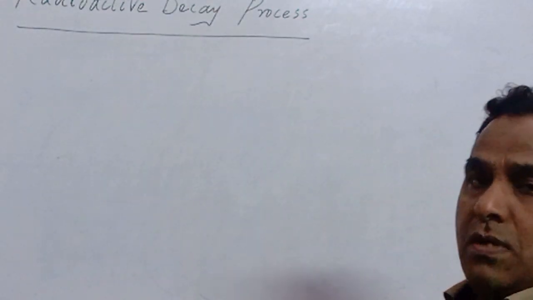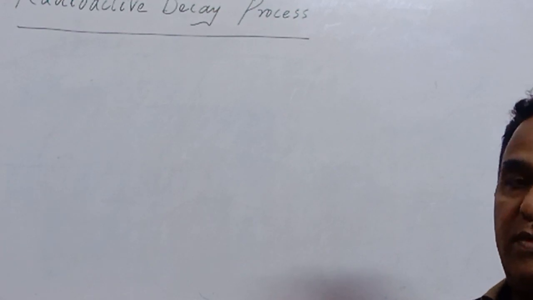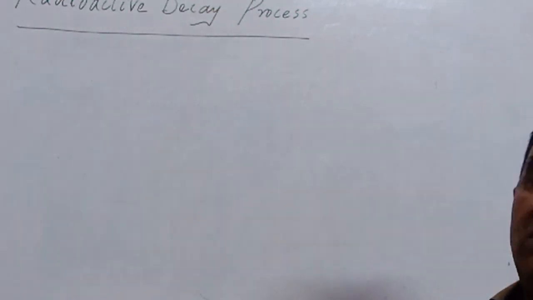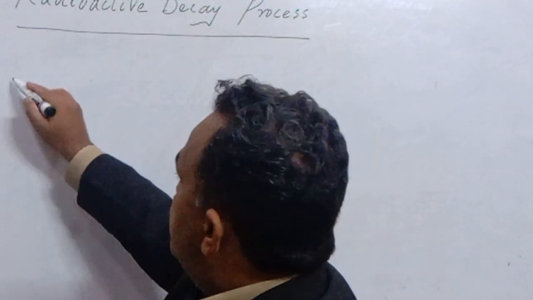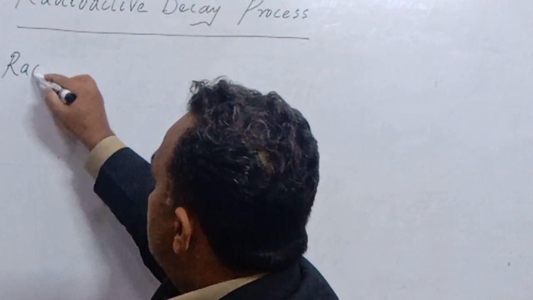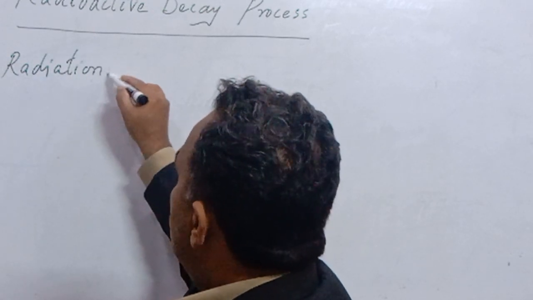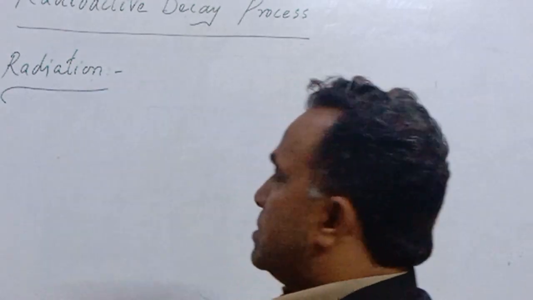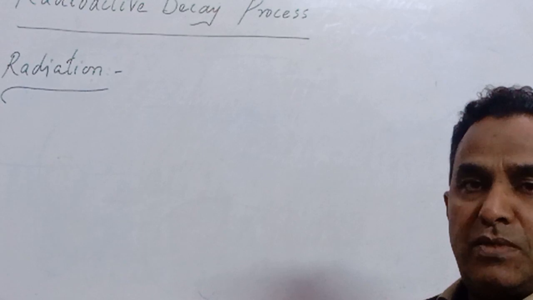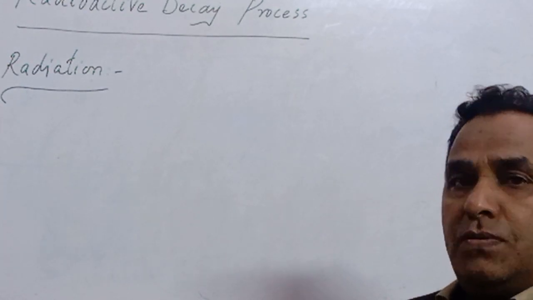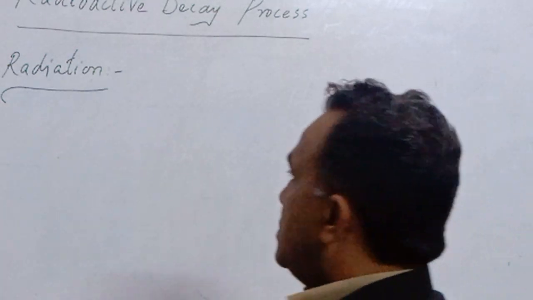Okay, so in order to better understand the radioactive decay process, first of all, we need to know what is meant by radiation. Radiation can be defined as something which is coming out from any object, that can be called radiation, right?